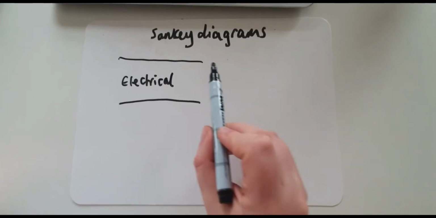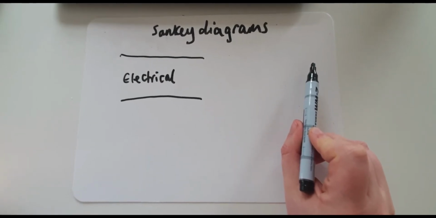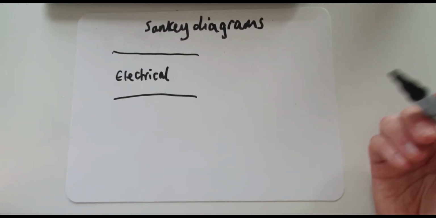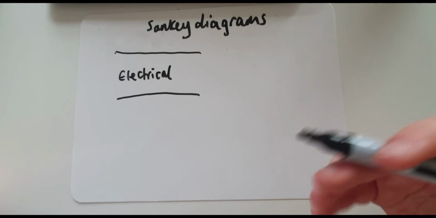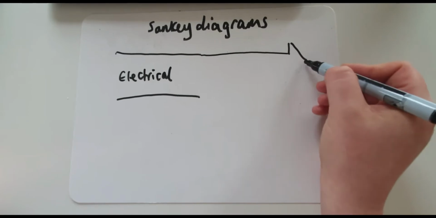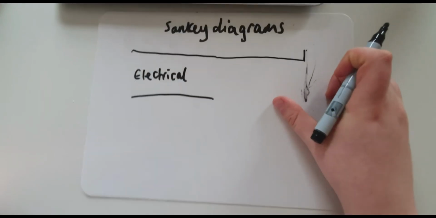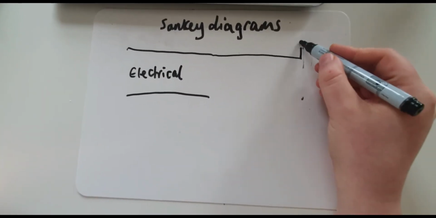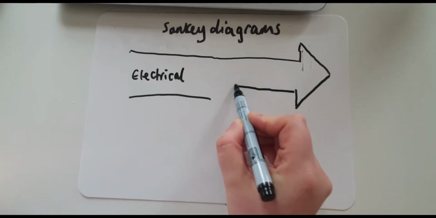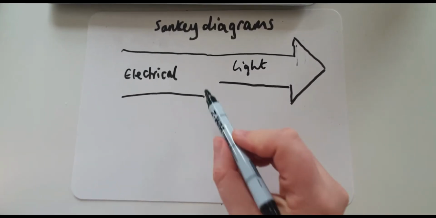And the rules are, whatever I draw directly out to the right is going to be my useful output energy, and whatever I draw down is going to be my wasted output energy. So what do I want a light bulb for? I want it to light up the room. So my useful energy, this arrow here, I'm going to make that a bit bigger, it's going to be light. I want that to be fairly big. There we go. So I'm going to put light here. And my wasted is going to come down.